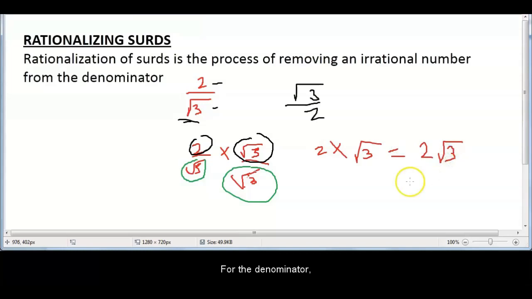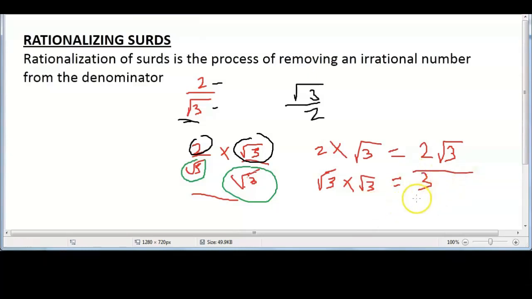For the denominator, root 3 times root 3 is equal to 3. So finally, we have 2 root 3 over 3. This is the final answer.